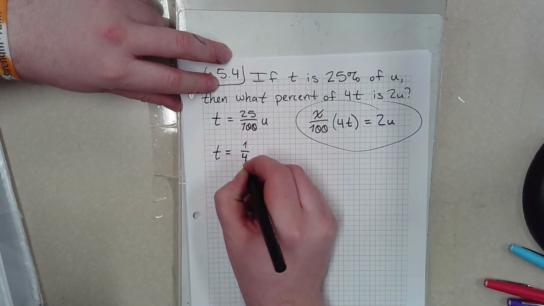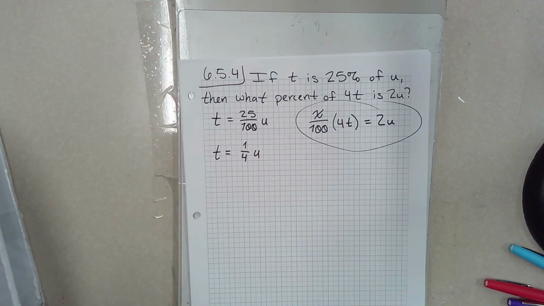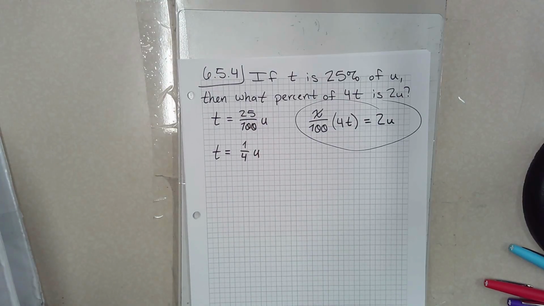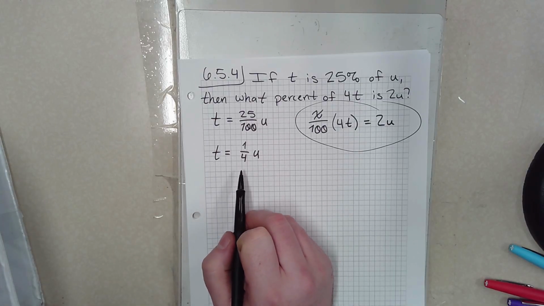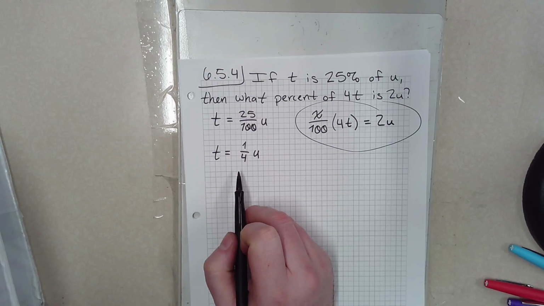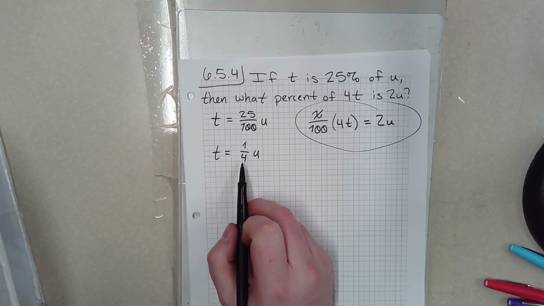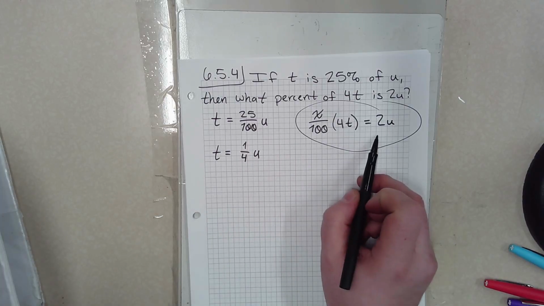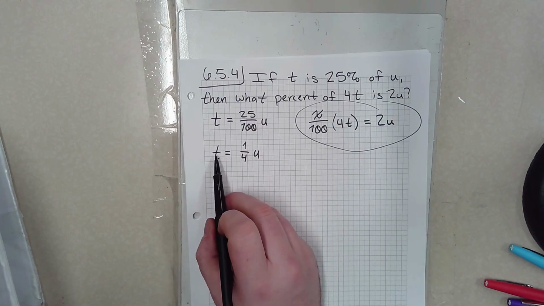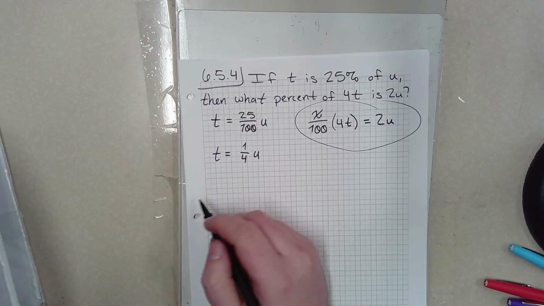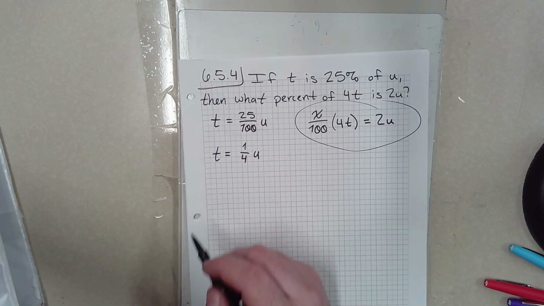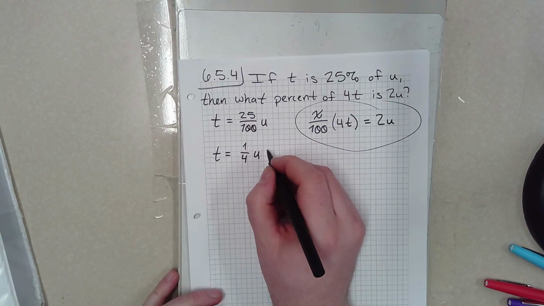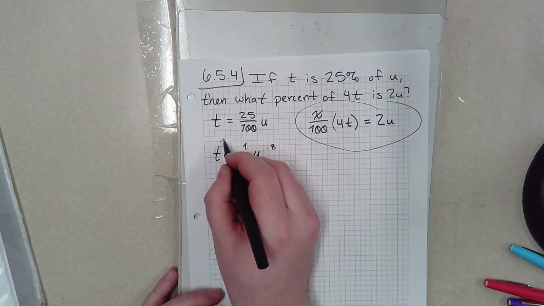T is a quarter of u. 25 over 100 is just a quarter, right? 25 is divided out. Now, if we knew, let's say we times this by 8, we would make this 2u, and we could switch out 2u for whatever t is. I think that'd be a really good idea. So what I'm going to do is times this by 8, every term by 8.